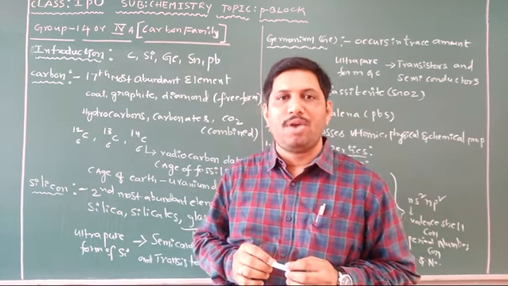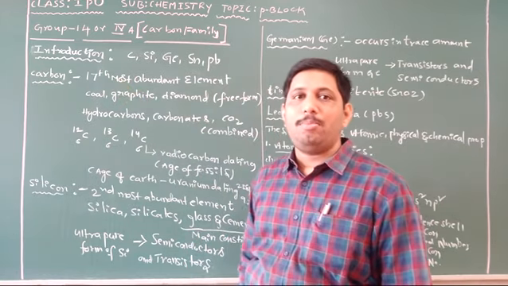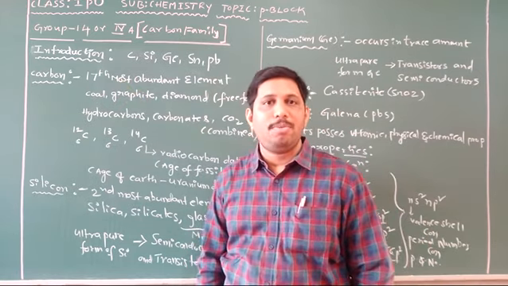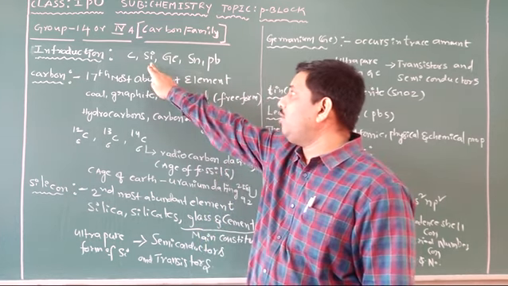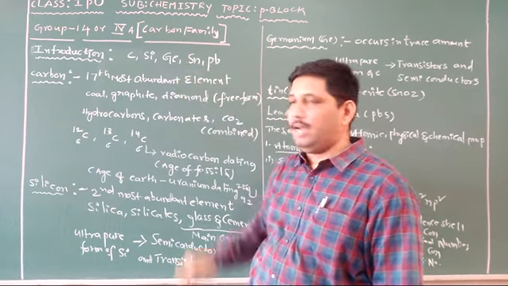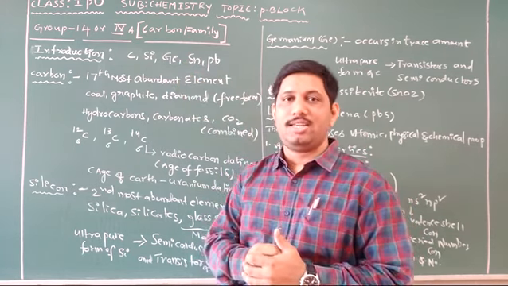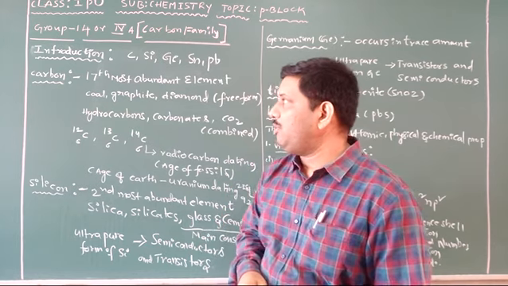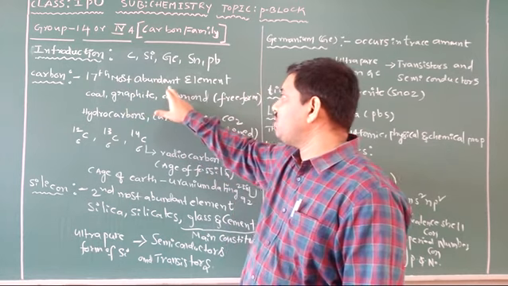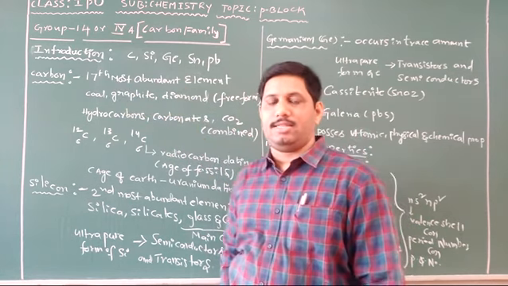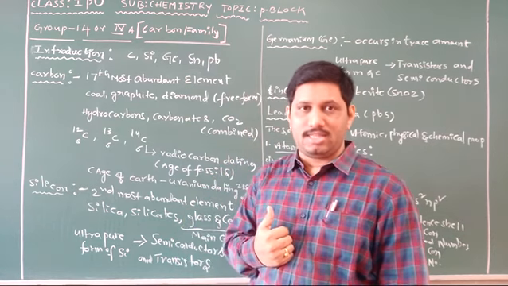The elements present in this group are carbon, silicon, germanium, tin and lead. For each element, we are discussing some interesting points in this introduction. First element, students, carbon. Carbon is the 17th most abundant element in the earth crust.